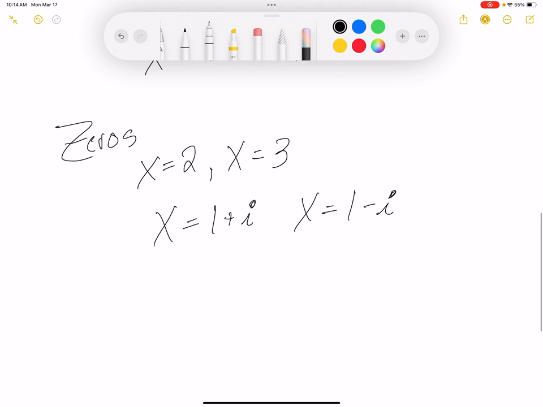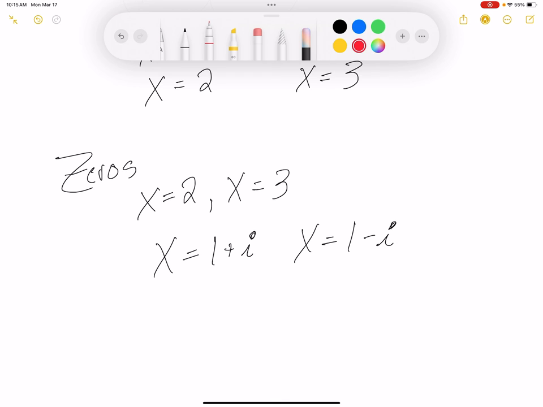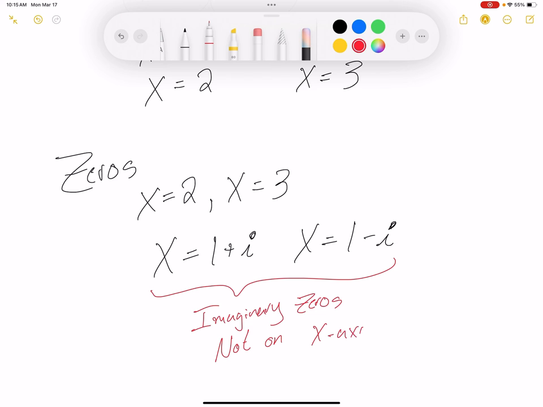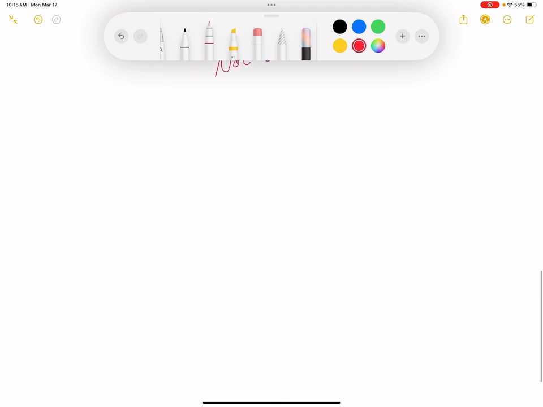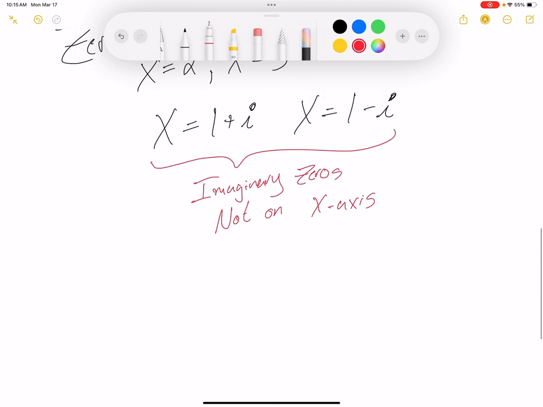Once again, you have to do this problem like this because, well, there's shortcuts to everything, but I wouldn't be recommending them. But remember, imaginary zeros are not on the x-axis. They don't show up on the x-axis. All right.